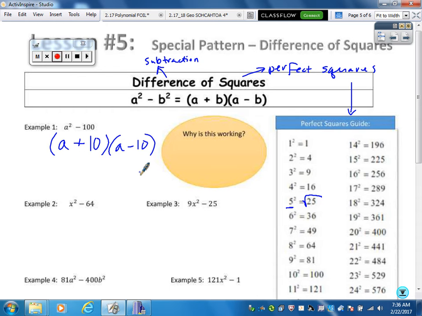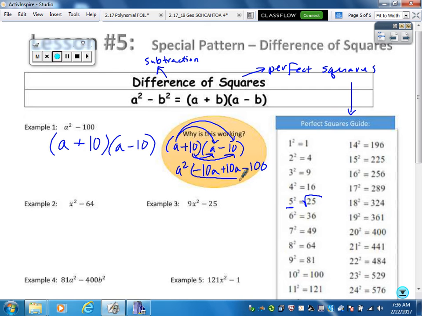Now why is this working? Well, think about what this would look like with multiplication. a times a is a squared. a times negative 10 is negative 10a. 10 times a is positive 10a. And 10 times negative 10 is negative 100. So this is the pattern that always cancels right in the middle.